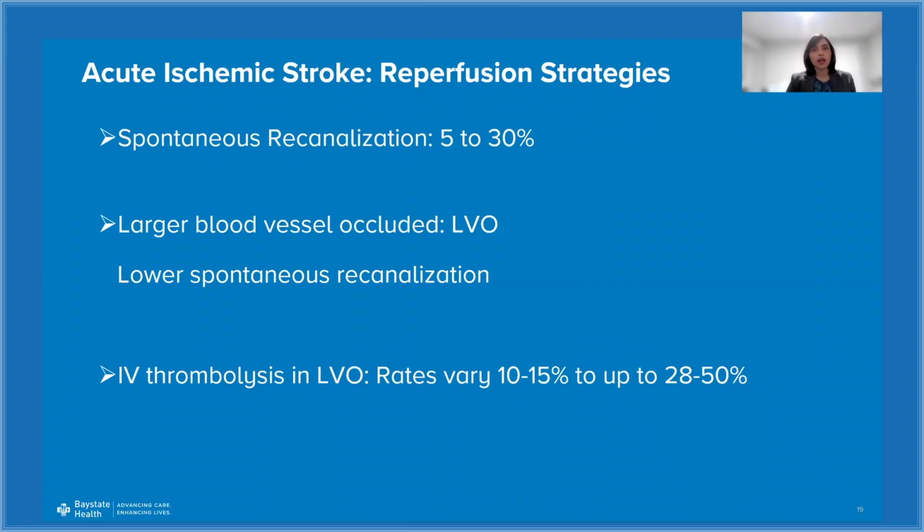Even if you go for IV thrombolysis, the rates can vary. If you look at literature, the rates can vary from around 15% to, in some cases, they say it can be up to 50% for recanalization. And that's where the endovascular treatment comes into play. And we'll look at it later during our webinar.